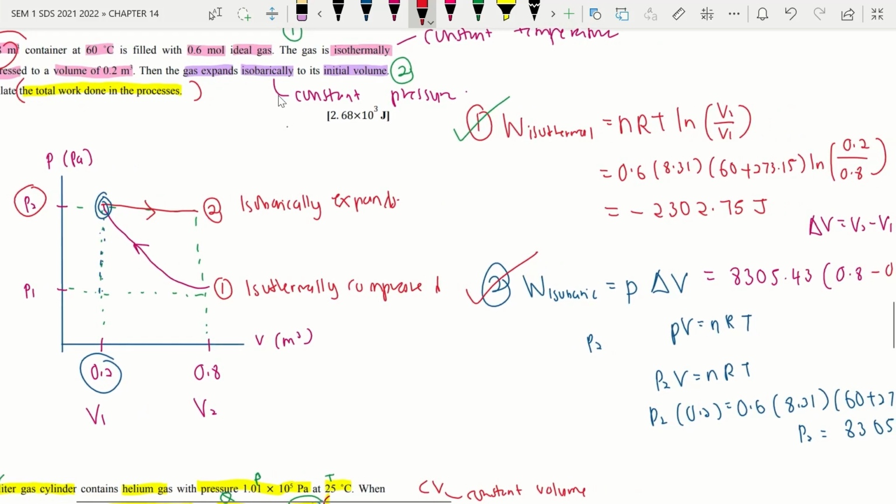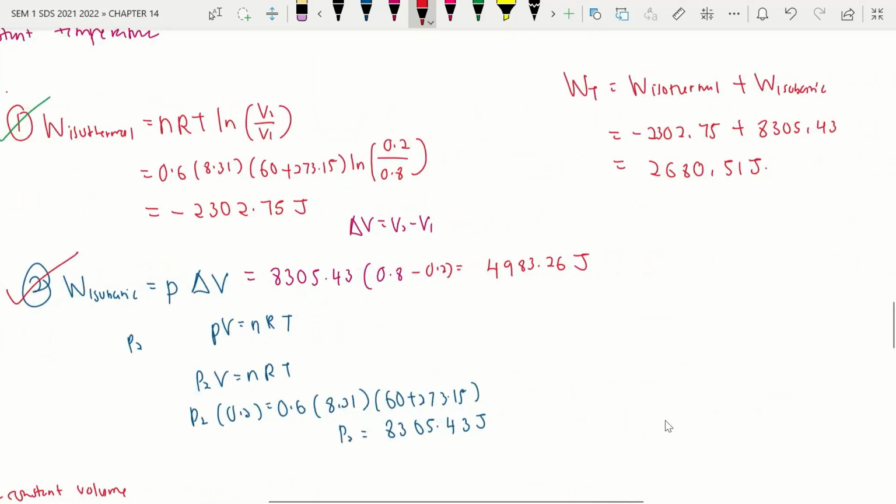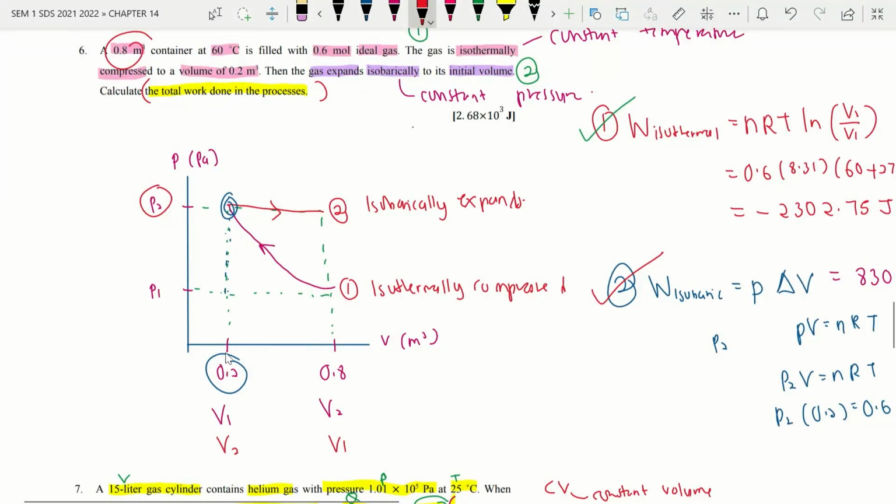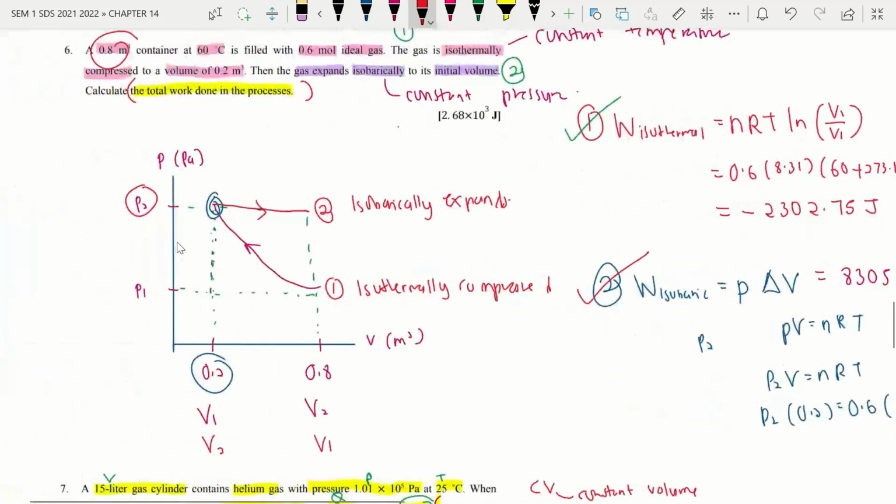So you need to know for isothermal, it is isothermal compression, so compressed. It compressed from 0.8 the volume to 0.2. Whereas for isobaric process, it expands. So dia mengembang. Bila dia mengembang, volume dia meningkat. Jadi dia adalah daripada 0.2 ke 0.8. So this is how you tackle this question. So if you are confused, it will be great if you sketch the graph first. So from the graph, you can understand it better. So this is how you tackle the question for number 6.